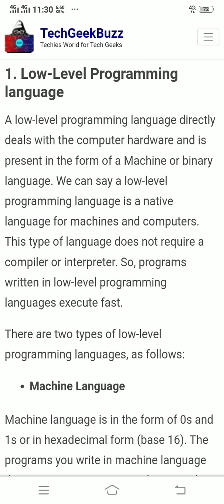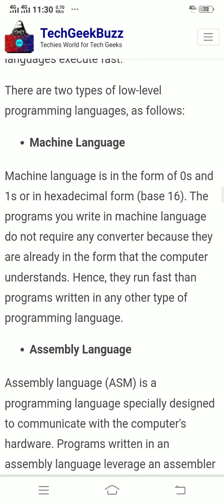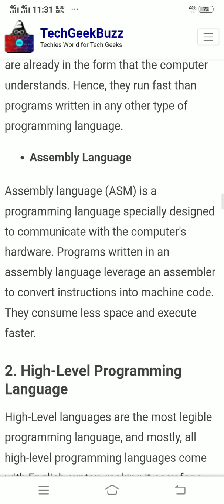So far, there are two types of low level programming language. The first is machine language. Machine language is in the form of 0 and 1, or hexadecimal, which is base 16. The programs written in machine language do not require any converter because they are already in the form the computer understands. Hence, they run faster than programs written in other types of programming language. And the second is assembly language.